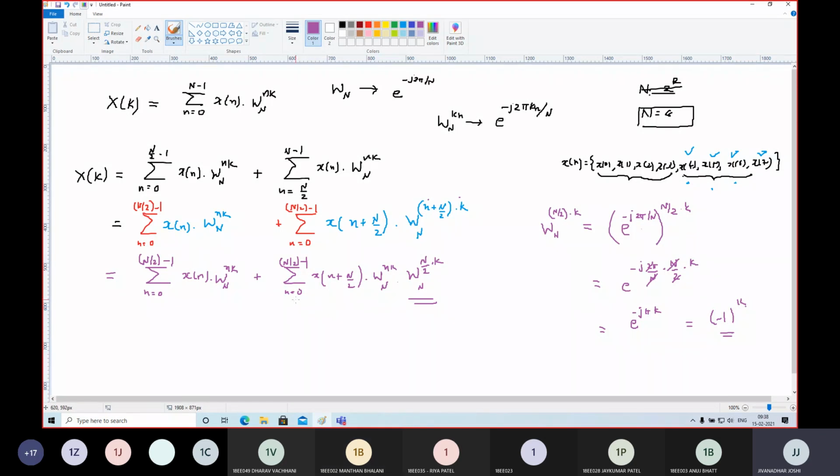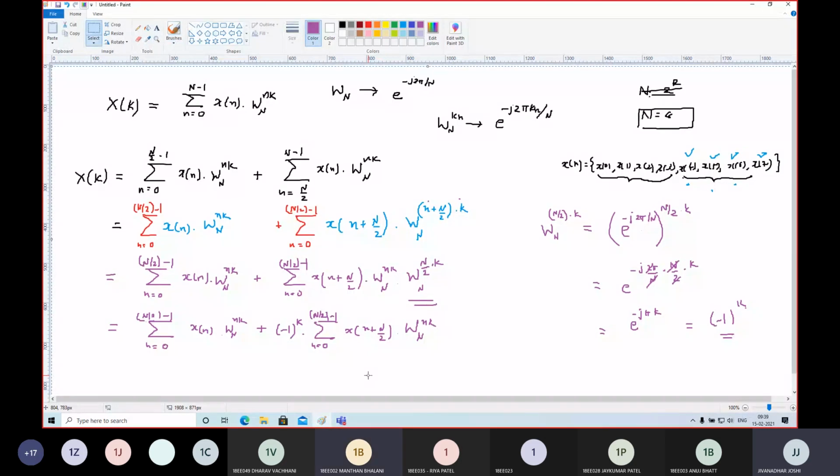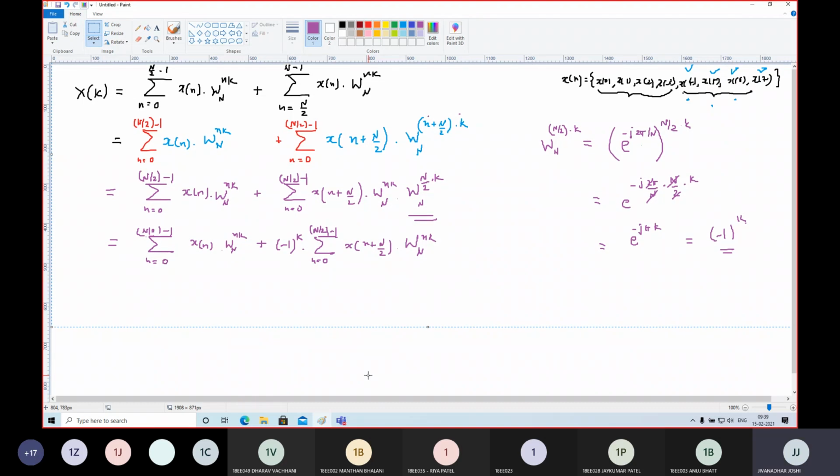So I can now rearrange the equation and write it down as summation n equal to 0 to n by 2 minus 1 x of n Wn raised to nk, plus, now this can be taken into the common, so minus 1 raised to k summation n equal to 0 to n by 2 minus 1 x of n plus n by 2 into wn raised to nk. Okay. Yes, sir.